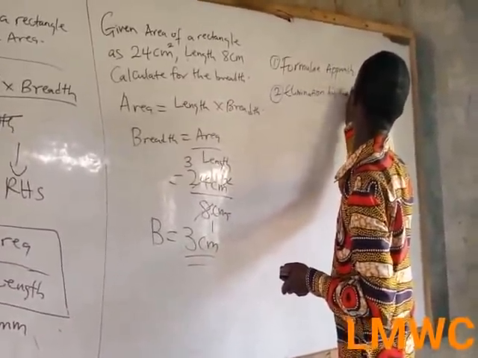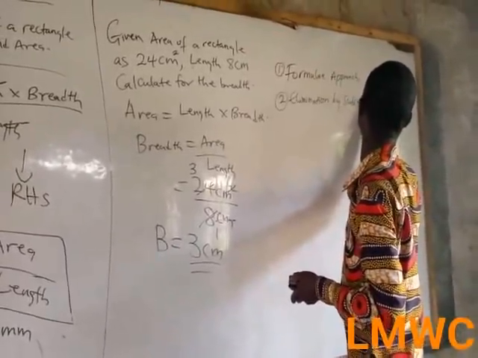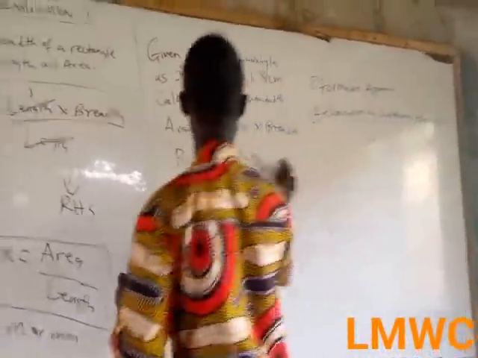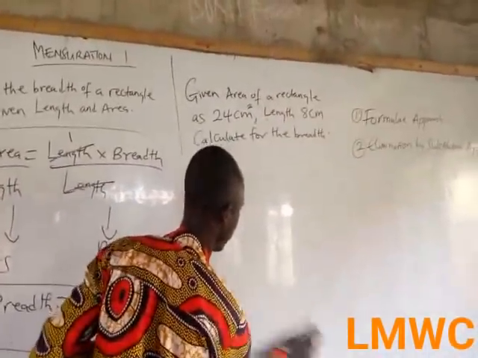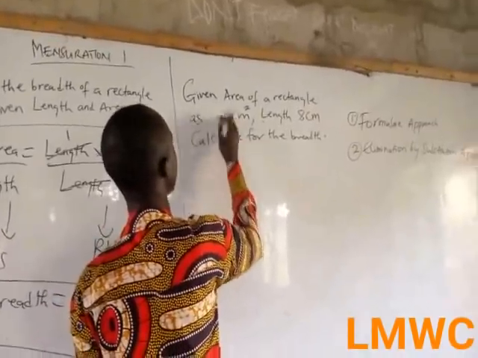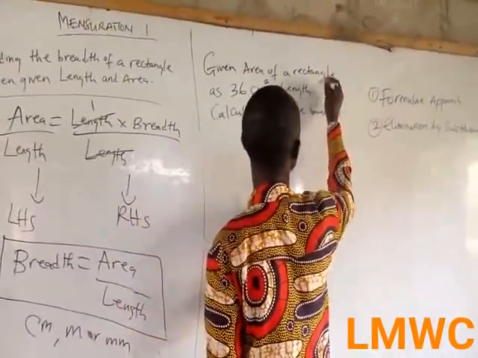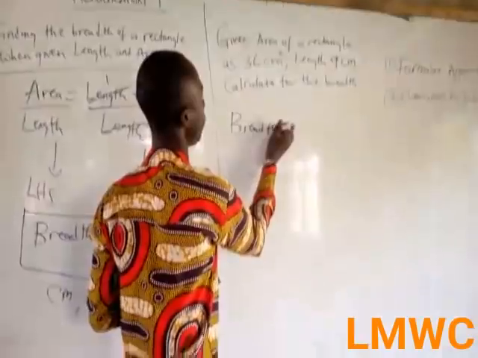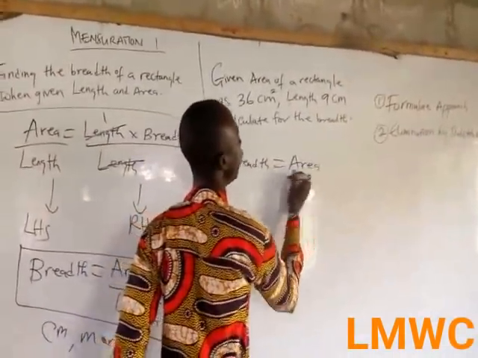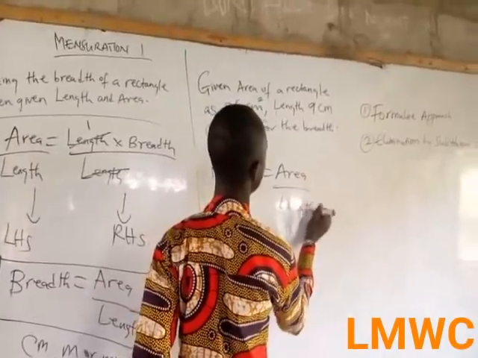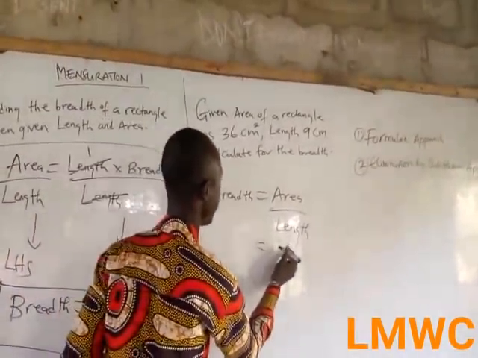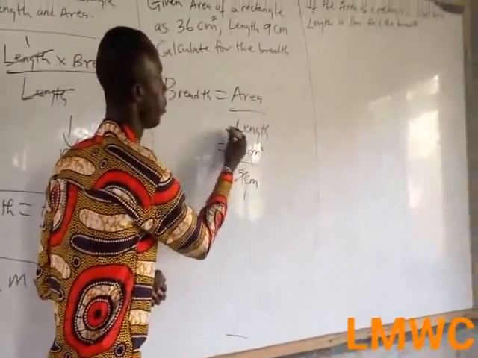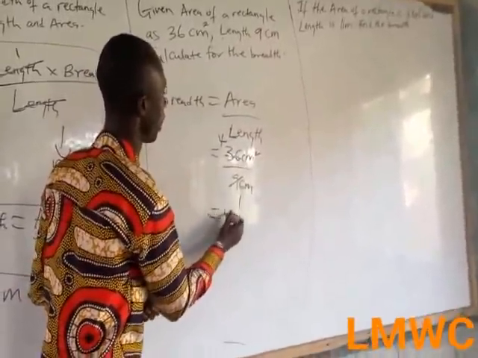Elimination by substitution approach. So you can choose either of these. Let's take the second question. If I give here as 36 and this portion as 9, and you are asked to calculate for the breadth, we know it's what? Area over length. And what is the area? Area is 36 centimeters squared over length. Length is 9. 9 goes here 1, 9 goes here 4. This cancels this. So it becomes 4 centimeters.